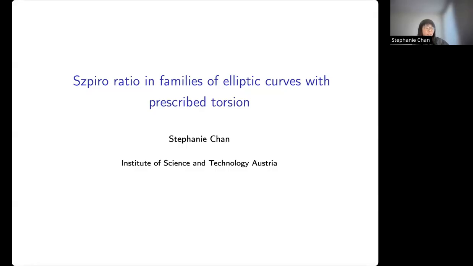My research surrounds arithmetic statistics of elliptic curves. One kind of quantity that I was looking at is the Szpiro ratio. First, I guess we should define what the Szpiro ratio is. The Szpiro ratio depends on the minimal discriminant of the elliptic curve and the conductor.